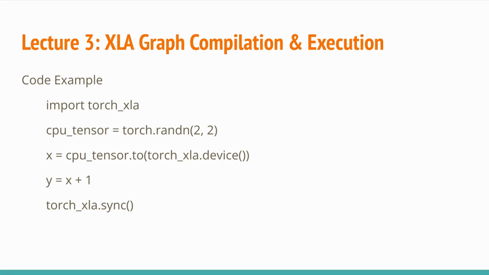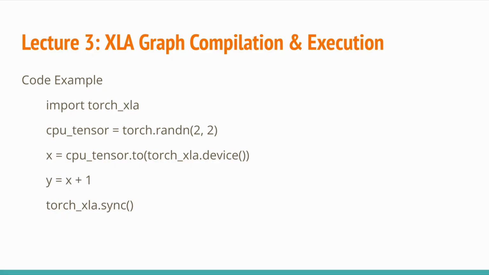Now, you should have an overview of how PyTorch XLA graph compilation and execution works. Let's go through the whole process in more detail through an example. This example contains 5 lines of code, as you can see from the slides. The first 3 lines create an XLA tensor. The fourth line adds 1 to that tensor and creates Y. The last line triggers the computation graph compilation and execution. It's the simplest example that I can think of to demonstrate the whole process.